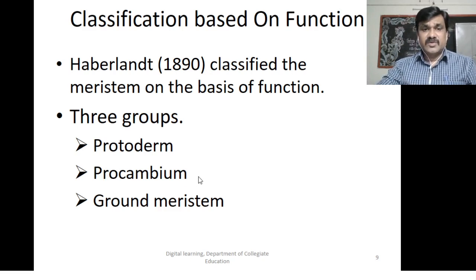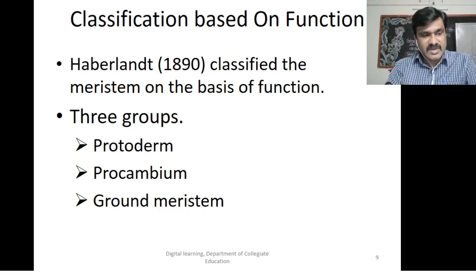The second one is procambium. The word itself indicates it is primitive or primary cambium tissue, pro meaning primary. It is composed of narrow elongated parenchyma cells present at the center of the primary meristem. So procambium is composed of narrow elongated parenchymatous cells present at the center of the primary meristem. This procambium gives rise to primary vascular bundles.